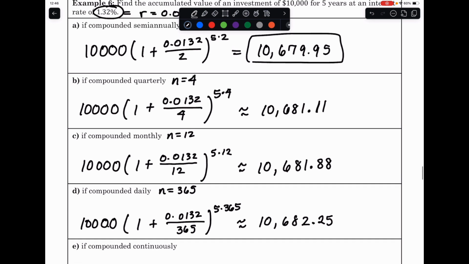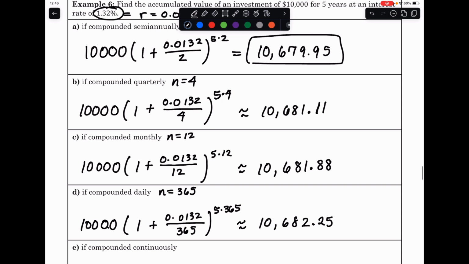And the amount that we have here, again, is the accumulated balance. Since we start off with $10,000, it's easy to see what interest was earned. So in those 5 years, compounded four times on a quarterly basis, you earn an additional $681.11. When compounded 12 times on a monthly basis, it's $681.81, and here the interest that was earned is $682.25.